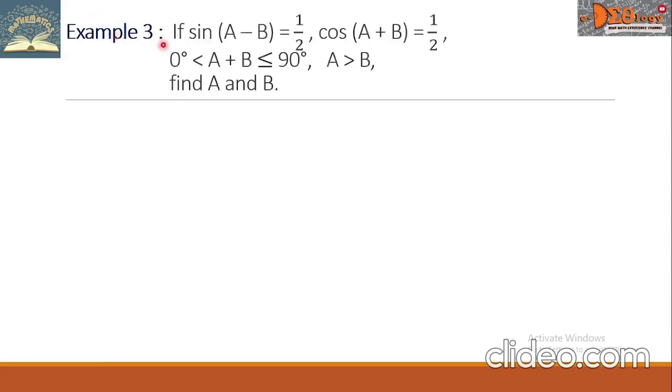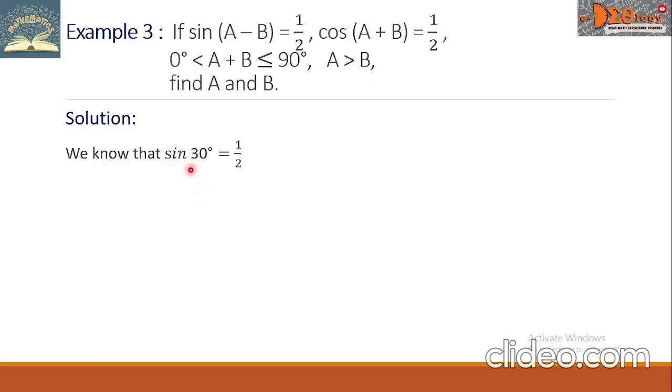Example 3. If sine of the angles A minus B equals 1/2, the cosine of the angles A plus B equals 1/2. The A plus B is more than 0 degrees, but less than or equal to 90 degrees. Given also that A is more than B. Find A and B.